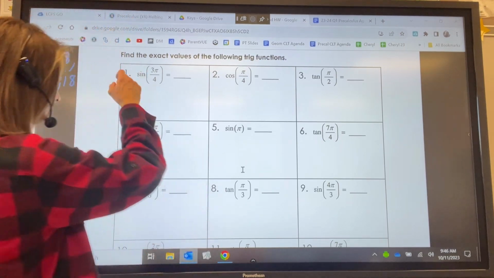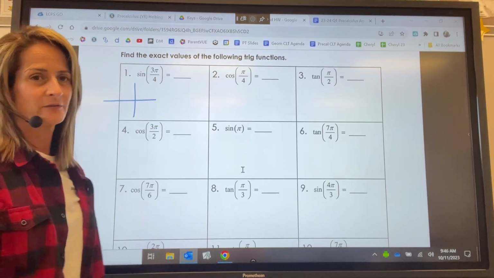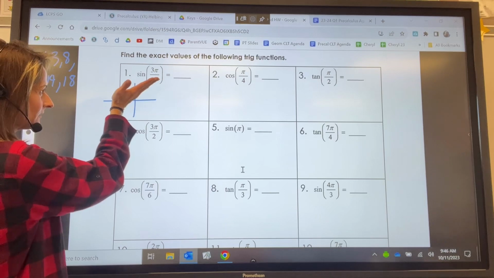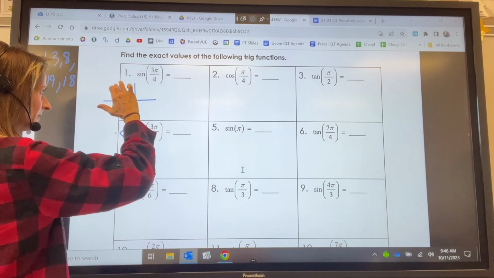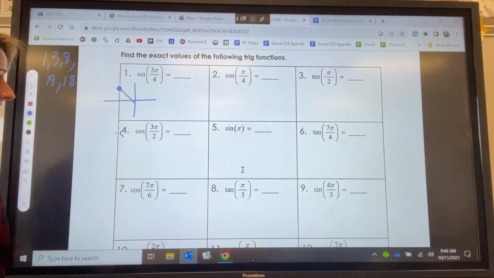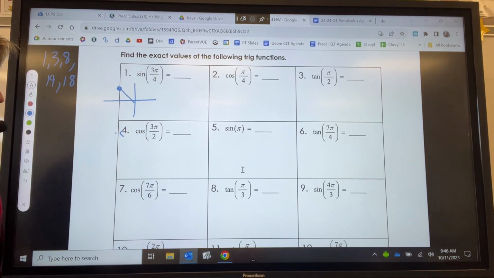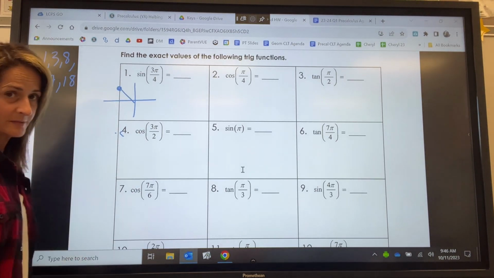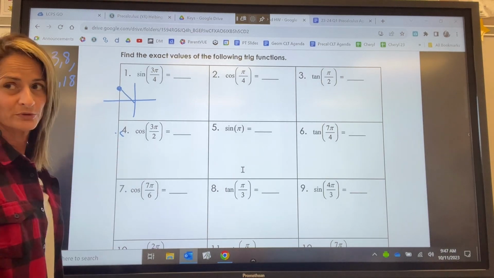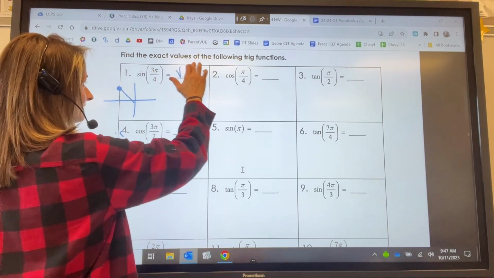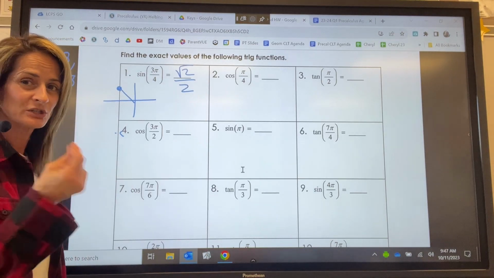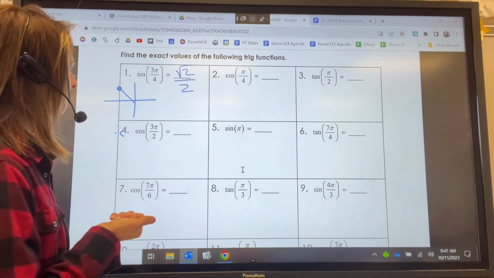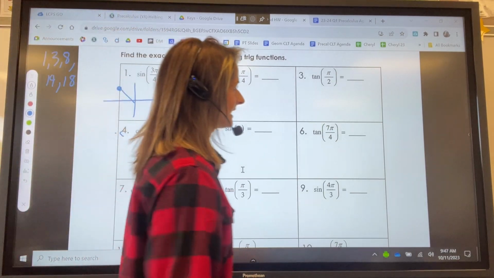So first, where is 3 pi over 4? 3 pi over 4: 1 pi over 4, 2 pi over 4, 3 pi over 4. We've got a middle angle in the second quadrant, right here. Sine of that middle angle: we're in the second quadrant, sine is y, so it's going to be positive, and that's a middle angle, so it's root 2 over 2. Done. I know that's a lot of words, but once you figure out where the angle is, it should be pretty quick.